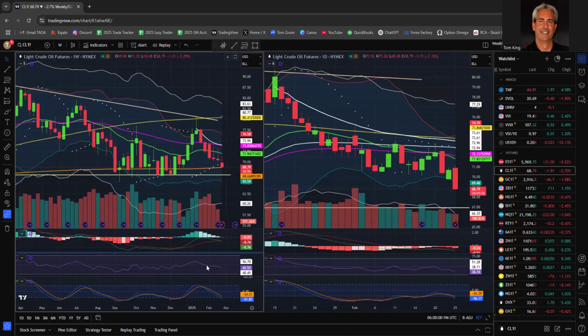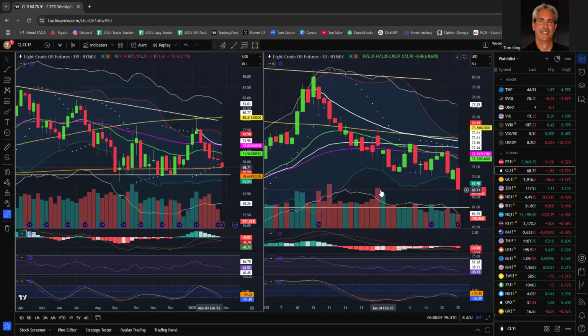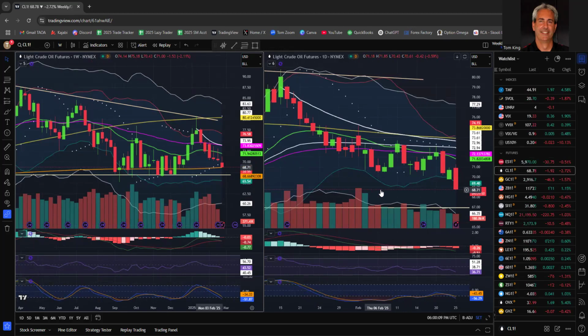So you're getting into oversold territory on some of these, not in it yet, but we're getting close to oversold territory. I don't think I would do anything on oil.